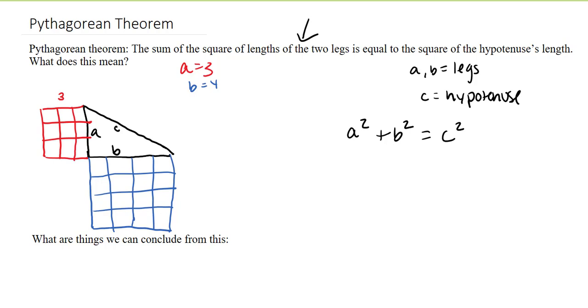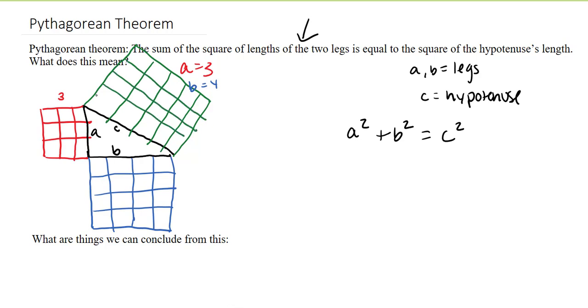And then C, I didn't draw this well. If C is equal to 5, it's not done well, but you can see that it's 5 across and 5 deep, or the length is 5 and the width is 5. So C is equal to 5. Let's plug in these numbers. So 3 squared plus 4 squared is equal to 5 squared.